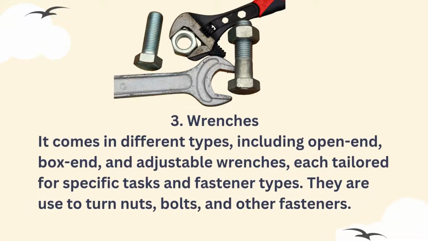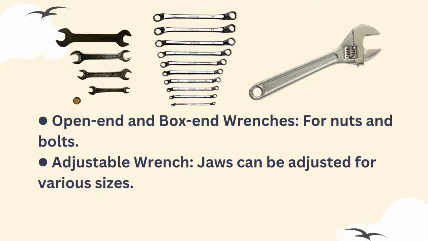3. Wrenches. They come in different types, including open-end, box-end, and adjustable wrenches, each tailored for specific tasks and fastener types. They are used to turn nuts, bolts, and other fasteners. Open-end and box-end wrenches, for nuts and bolts. Adjustable wrench. Jaws can be adjusted for various sizes.